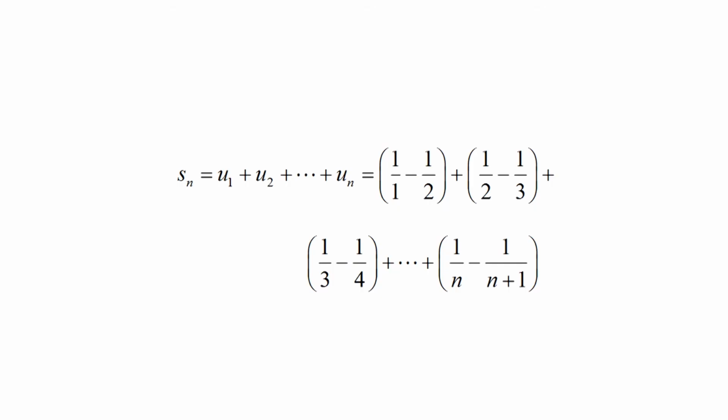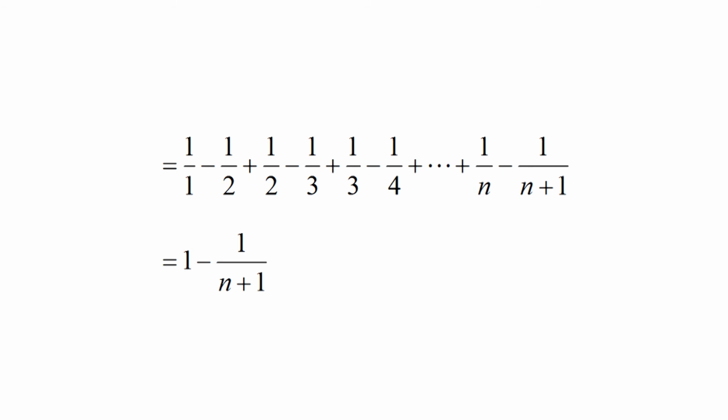The nth partial sum of the series is given by Sn equal to u1 plus u2 plus etc. plus un, which is equal to 1 upon 1 minus 1 upon 2 plus 1 upon 2 minus 1 upon 3 plus 1 upon 3 minus 1 upon 4 plus etc. plus 1 upon n minus 1 upon n plus 1, which is equal to 1 minus 1 upon n plus 1.